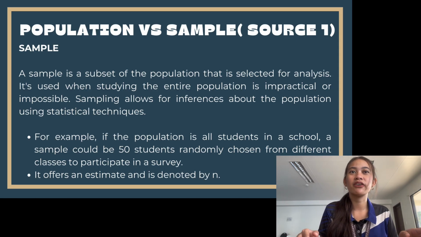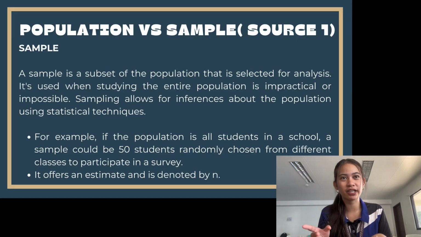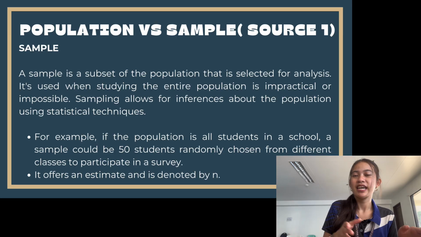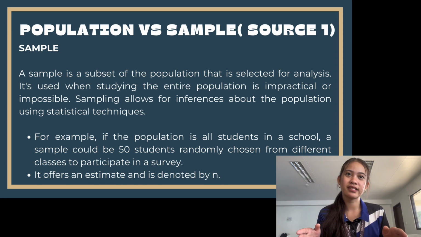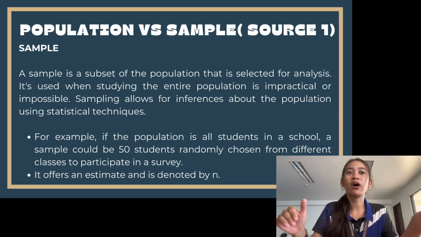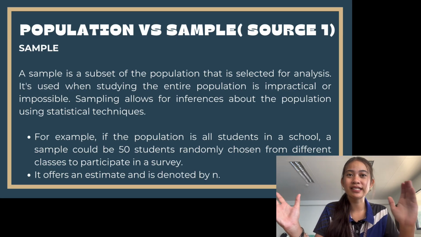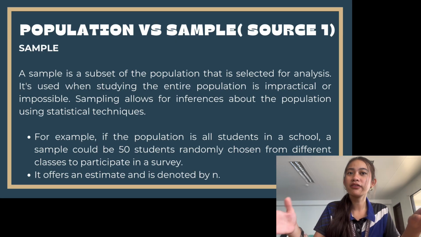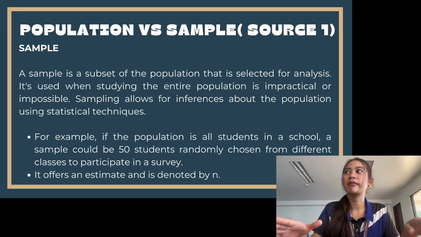Right, so here we have another one. Sample is a subset of the population. It's just a subset, like a part taken from the population that is selected for analysis. It's used when studying the entire population is impractical or impossible, because sampling allows for inferences about the population using statistical techniques. For example, if the population is all students in a school, a sample could be 50 students randomly chosen from the different classes to participate in a survey. It offers an estimate and is denoted by small n. So remember, population is denoted by the big N and sample is denoted by small n.